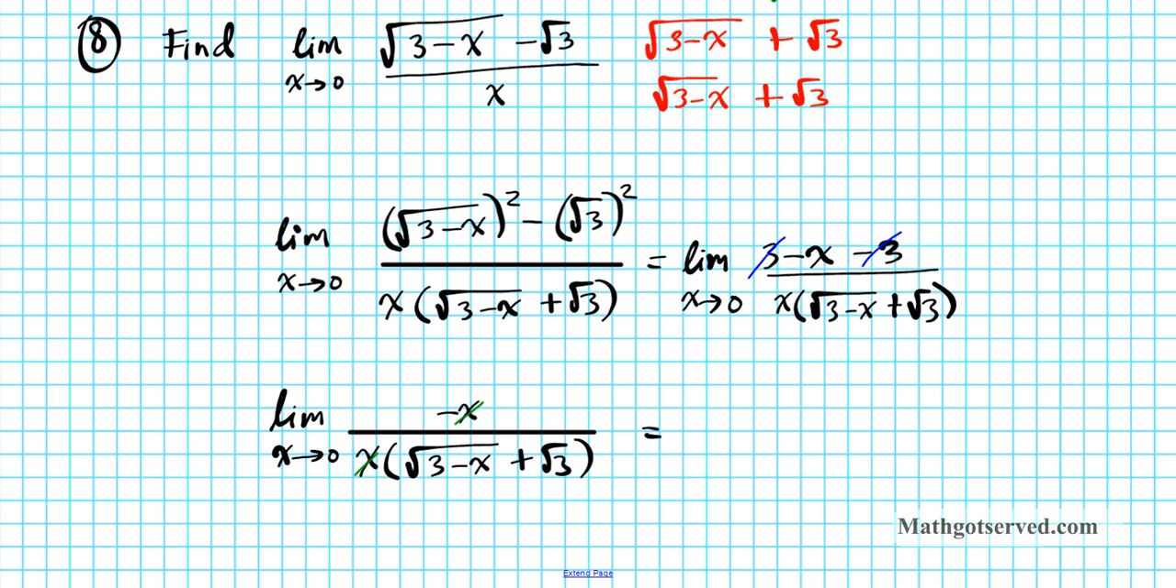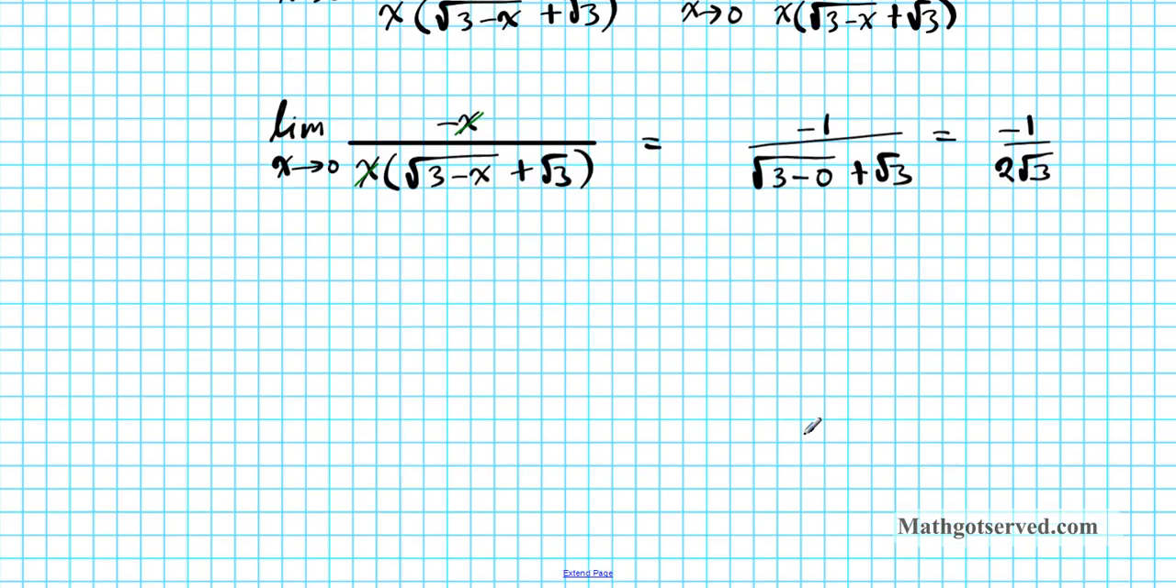Okay, so if we plug in 0, this is going to become negative 1 over the square root of 3 minus 0 plus root 3. Okay, so that becomes negative 1 over 2 root 3, because 1 root 3 plus 1 root 3 is simply 2 root 3. Okay, so now let's rationalize the denominator. You multiply top and bottom by root 3 over root 3. So your final answer is going to become negative root 3 over 2 times 3, which is 6. So there goes your final result.